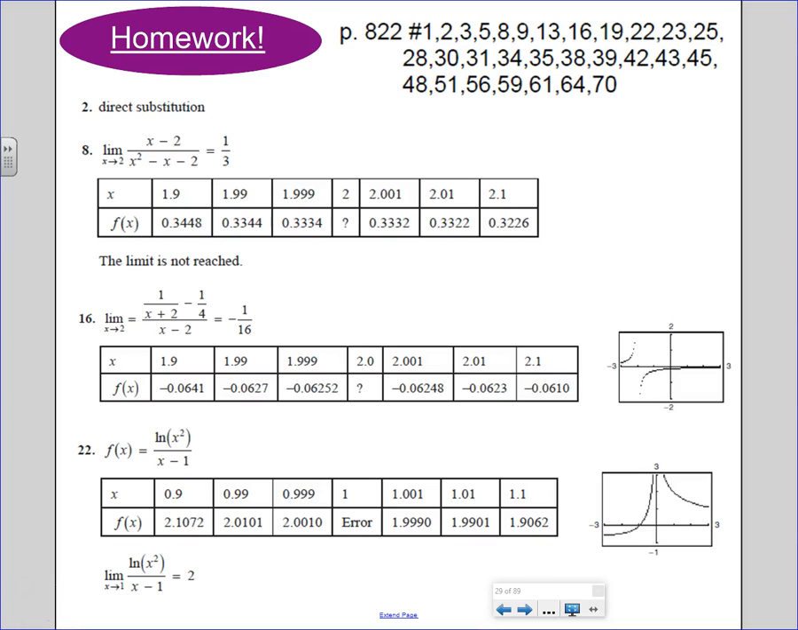So number 2, direct substitution. Number 8, 1/3. Number 16, negative 1/16. And number 22 is 2. Really? Nobody got confused on number 16? Everybody figured out it was negative 1/16? Yeah. Thank you, Jacob. Who else didn't get that?